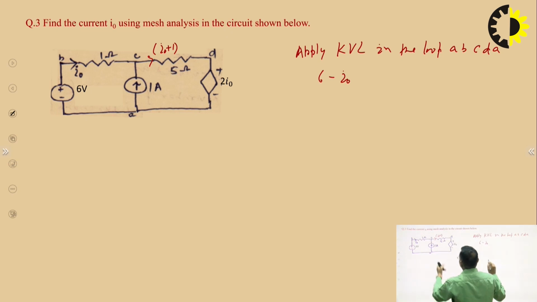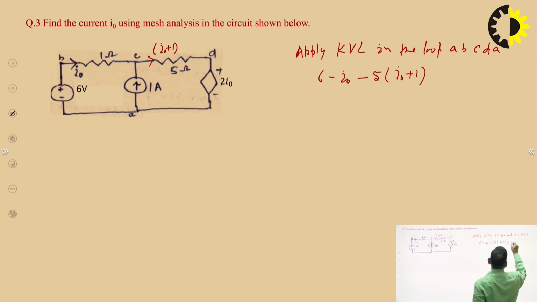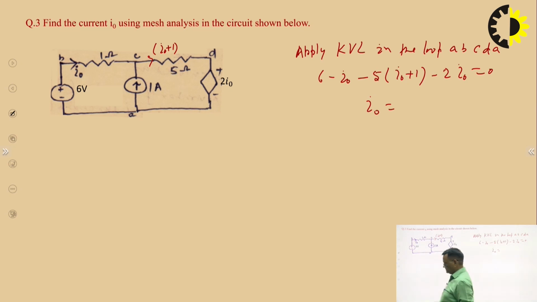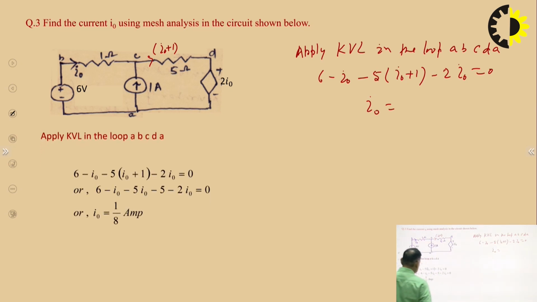So what is the voltage across the 5 ohm? It is minus 5 into (I0 plus 1). Now here plus to minus, so minus 2 I0 equal to 0. So we can get I0. This is an example of a super mesh, the outer loop, and we can find the values.